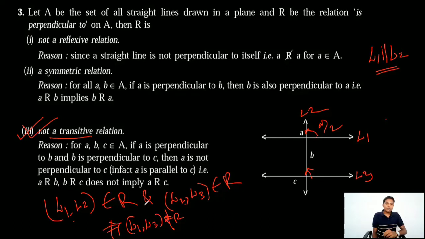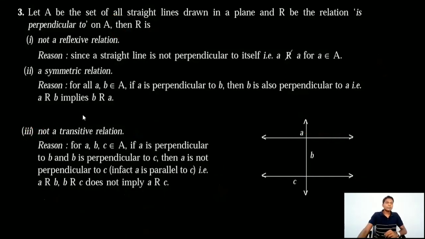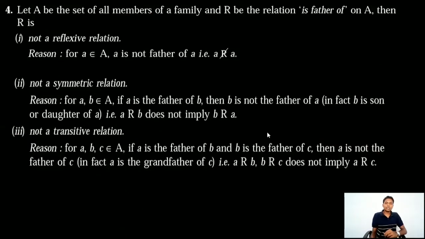This never implies that L1 and L3 belong to R, because L1 and L3 will never lie in R as they are parallel. So this relation R is not a transitive relation. Now coming to the next example. This example is also of a similar type. Just have a look at this example and you will easily understand it.